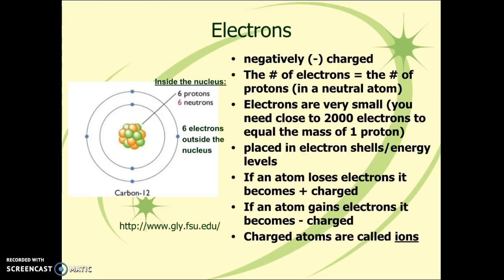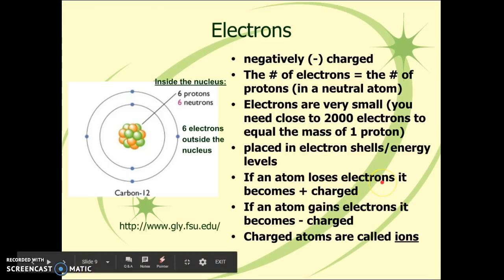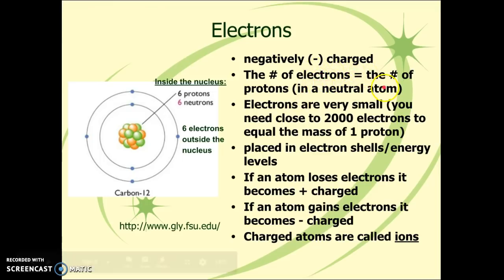Alright, here are some quick notes about electrons. Hopefully we knew most of this already. They're negatively charged. The number of electrons should equal the number of protons in a neutral atom. Electrons are very, very small. You would need at least 2,000 of them to equal just 1 proton in mass. That's why we tend not to include them in the mass. Right? And then they're placed in electron shells, which are just energy levels.